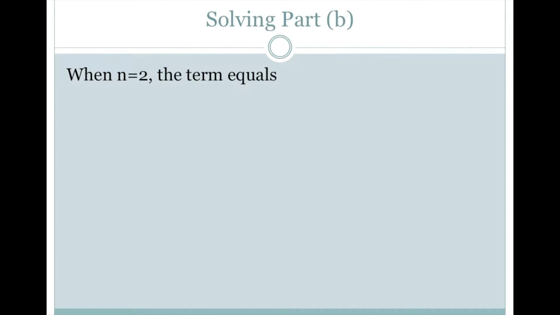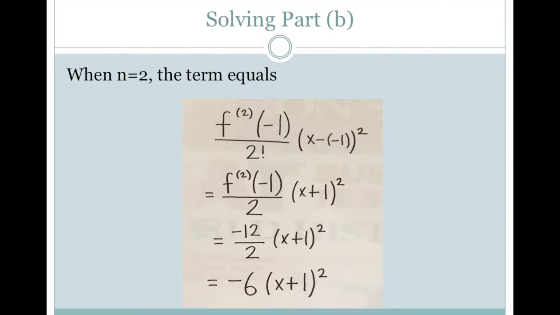Finally, when n equals 2, the term equals negative 6 times x plus 1 squared. This might be the trickiest part, because the denominator actually matters this time. The second derivative of f of negative 1 is negative 12, because it was given to us in this part. But the bottom of 2 matters, so negative 12 over 2 is equal to negative 6.